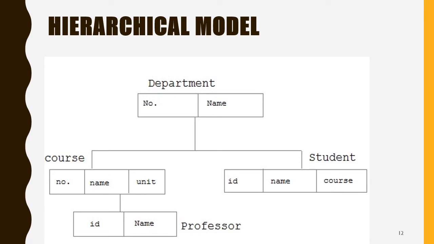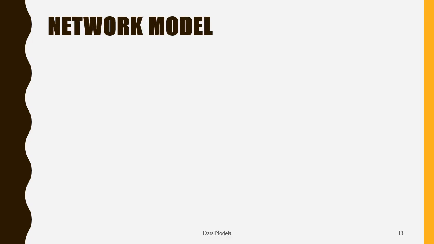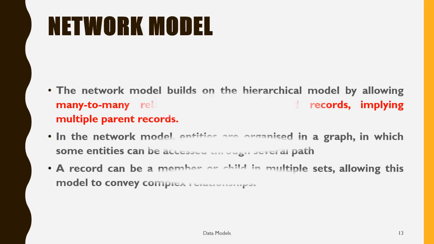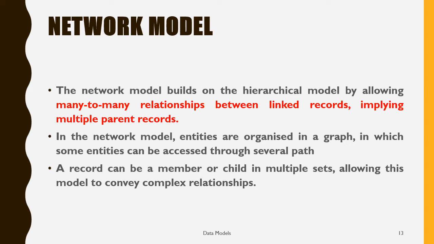This is an example of hierarchical model where the root node is department. Under department come its children like course and student. And even the course has a child called professor. So this is a way of representing a hierarchical model. Now comes the next model, network model. The network model builds on the hierarchical model by allowing many-to-many relationships between linked records, implying multiple parent records.